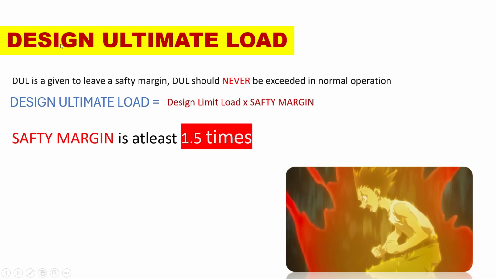So design ultimate load is what, when you take your design limit load, which we studied earlier, and you multiply it with a safety margin, then you get what? Design ultimate load. Design ultimate load is equal to design limit load multiplied by a safety margin. What is safety margin? Safety margin is nothing but a margin, a buffer that is given so that you won't exceed it by any chance.